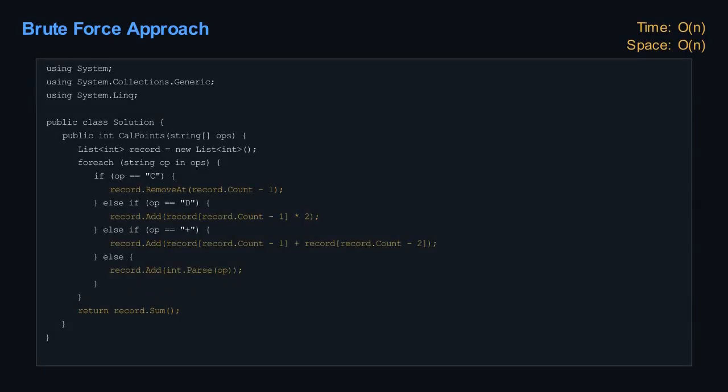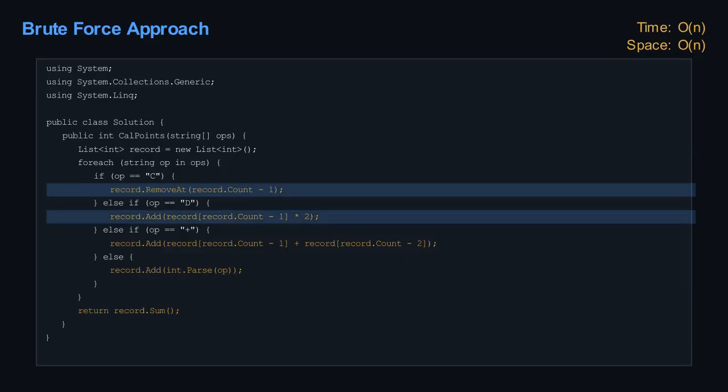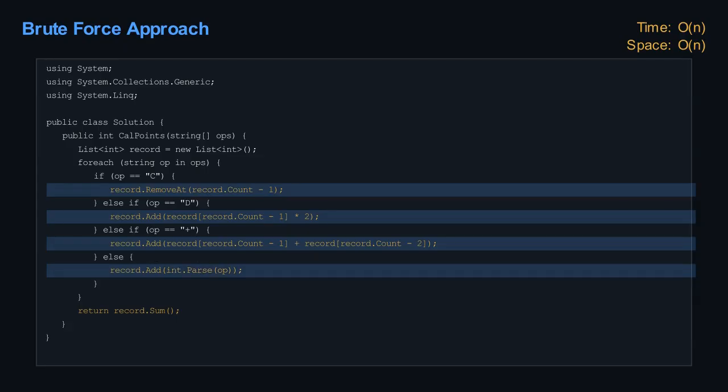A naive solution stores every valid score in a dynamic list. When you see a C, you remove the last element. For D, you append twice the last element. And for plus, you sum the last two elements and append the result. Each operation touches the list at most once, so the time cost is linear in the number of operations, O(n). The list itself grows with each valid score, giving O(n) extra space.